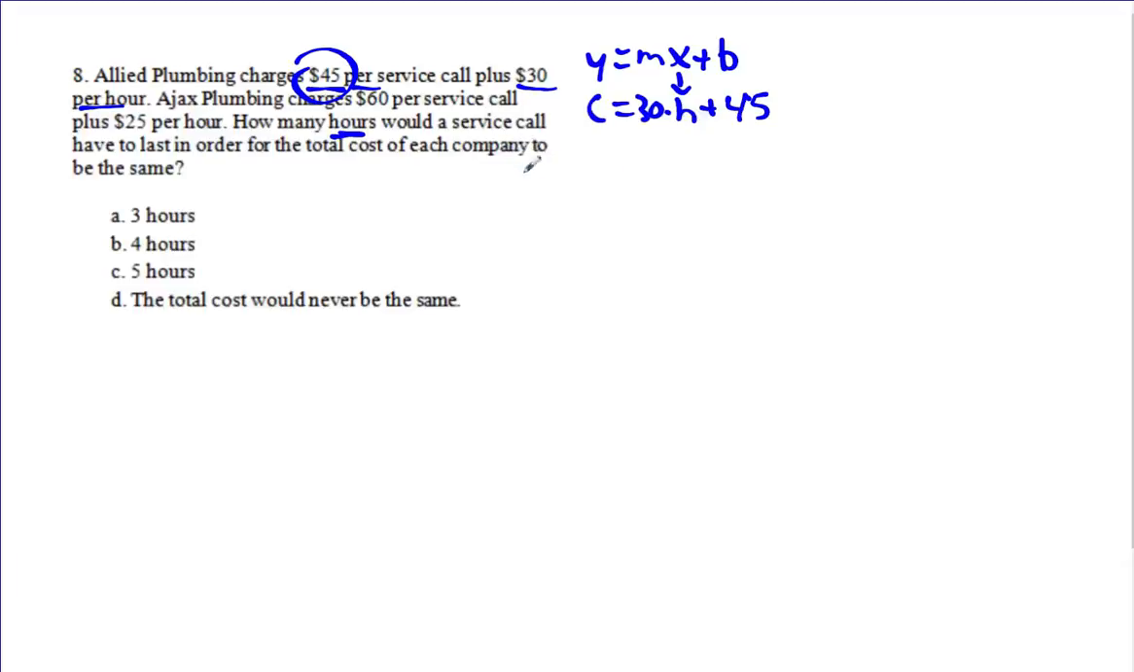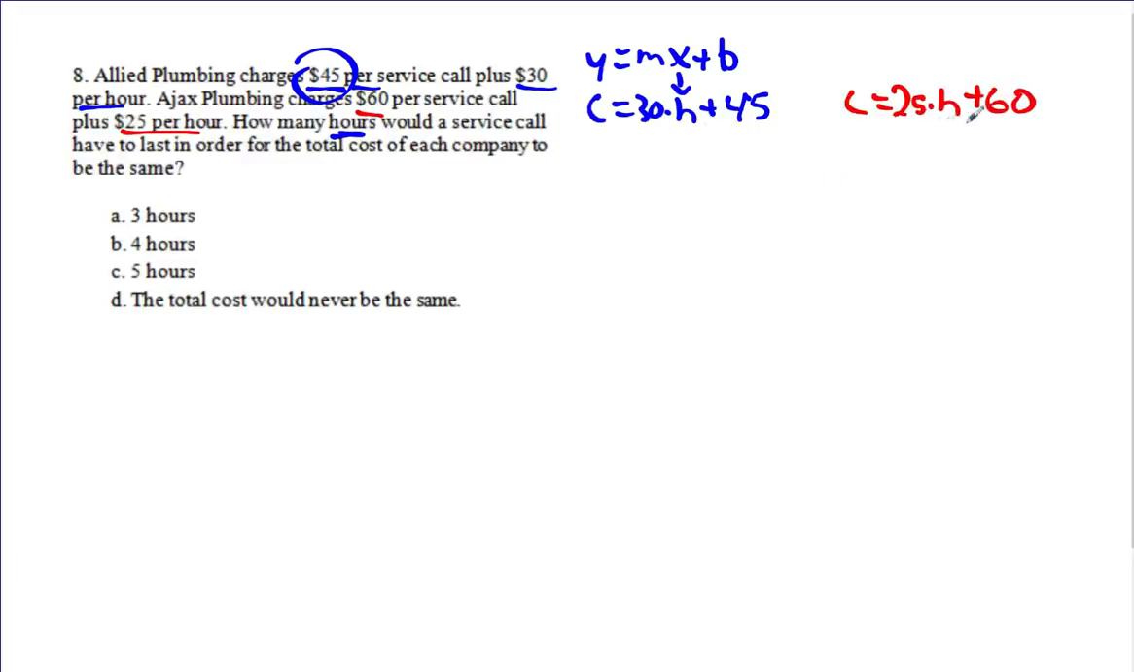And let's do the other equation before we do anything else. So our second company says $60 per call plus 25 per hour. So it's still going to be cost, still hours here, but instead of 30 per hour, these guys only charge 25 per hour. But for them to go out, there's an additional $60 for them to show up.